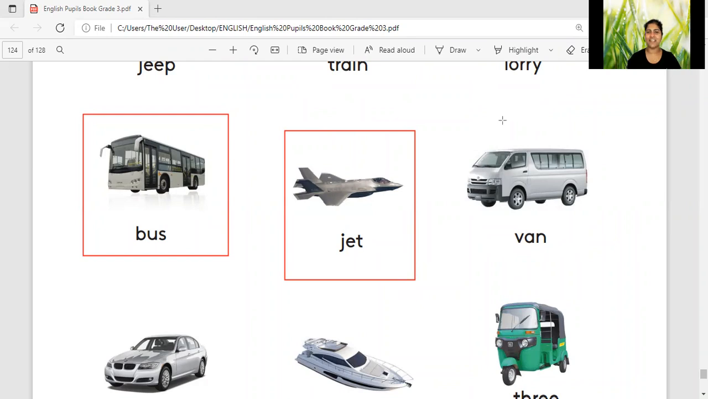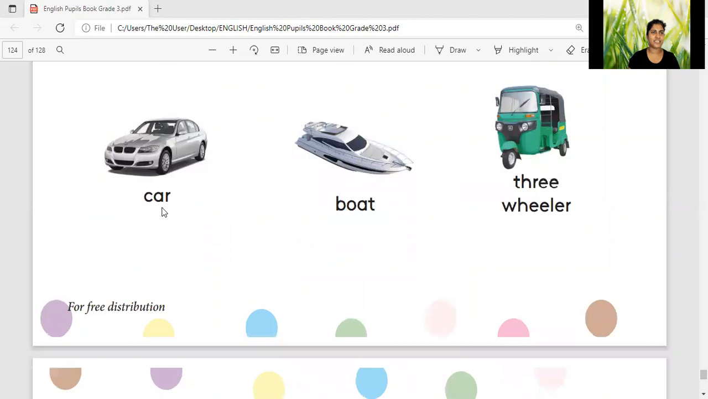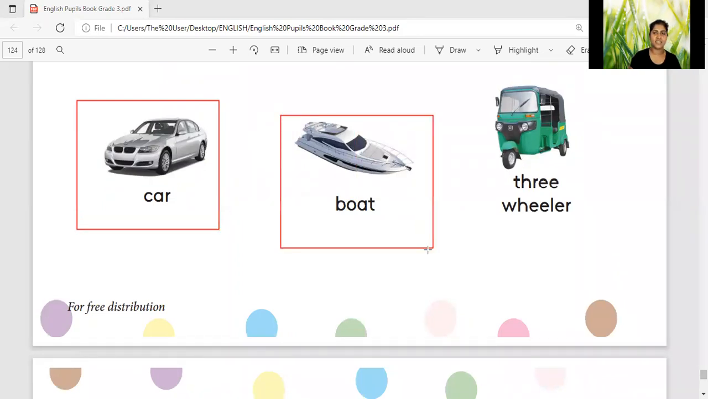Right? The next one is van. Right? Van. Okay, I'm going to clean them. Then my dear children, last pictures. Yes, this one is car. Yes, next one is boat. Last one is three-wheeler. Right? Here are the vehicles.